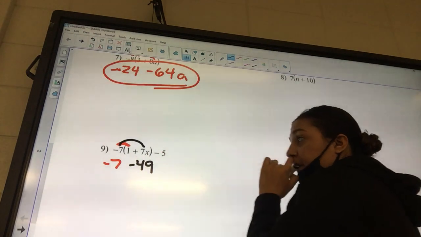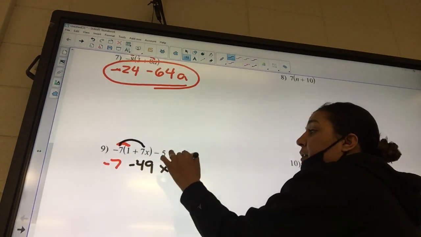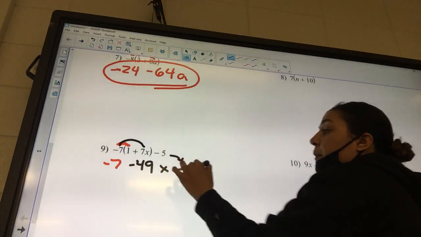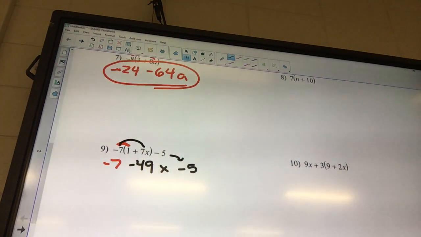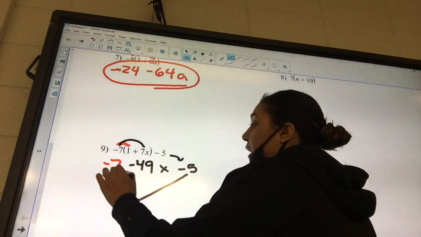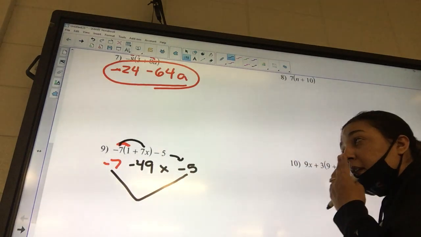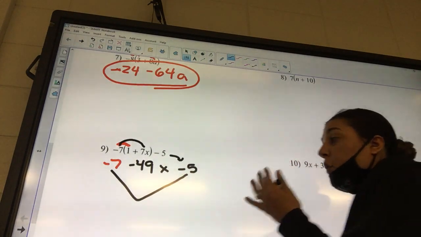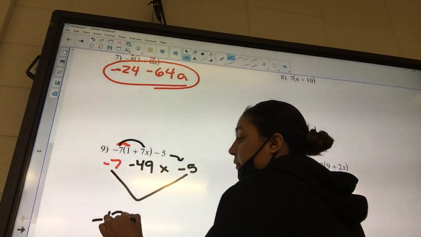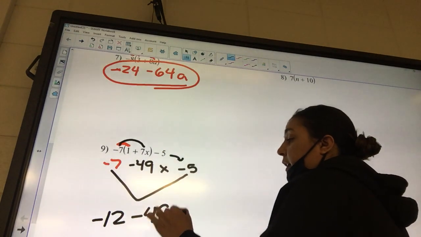How many X's? 1. And then we still got this negative 5 over here, so we got to drop that down. What can we combine? Or can we combine anything? Negative 7 and negative 5, yes, they have no X, so you can put the no X's together. So negative 7 and negative 5 is going to be 7, 8, 9, 10, 11, 12. So negative 12 minus 49X.